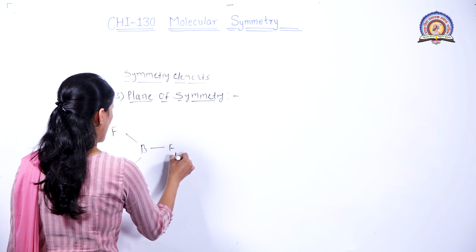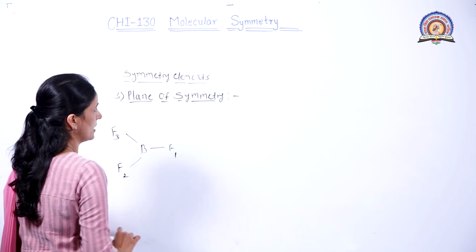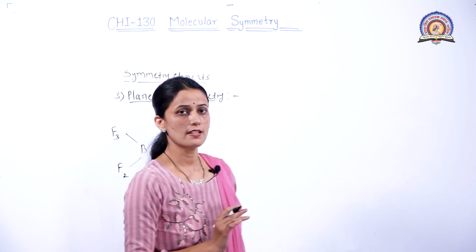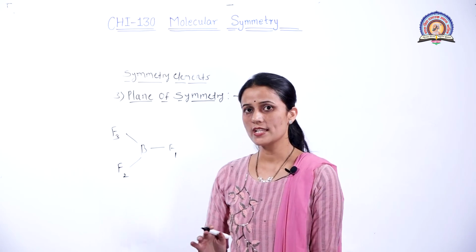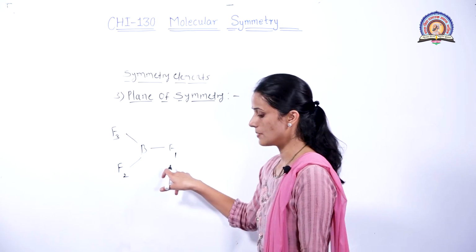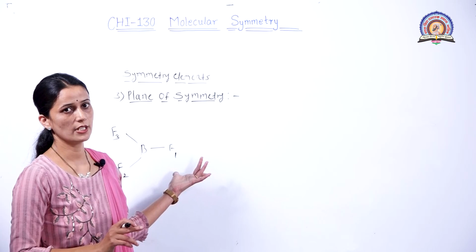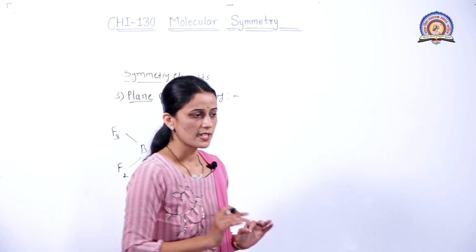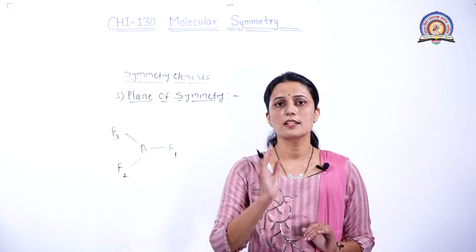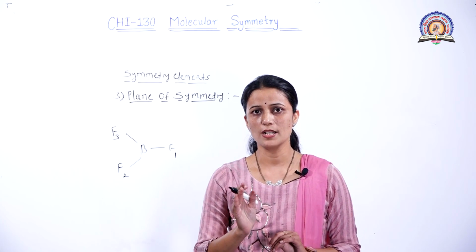BF3 molecule, F1, F2 and F3. Let's see one by one, that is sigma h first. So horizontal plane, is a horizontal plane possible in BF3? Yes, a horizontal plane is possible in the BF3 molecule because sigma h means the plane which is perpendicular to the principal axis.